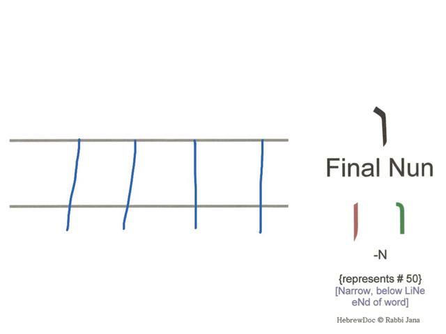That's the final nun. It goes below the line and it's very narrow and it sounds like n, and it's the only shape that you see. The only time you see it is when it's at the end of a word. It represents the number 50, the final nun.